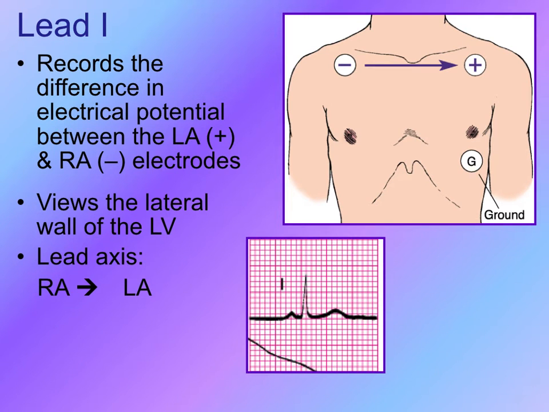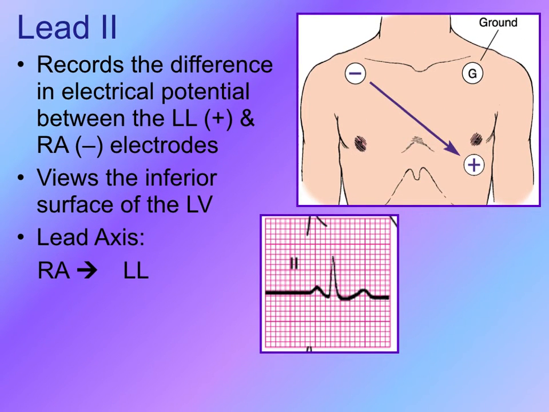So in lead 1, we're looking at the difference in electrical potential between the LA and the RA, so the left arm and the right arm. So it's going directly across the chest, flowing from negative to positive. So it views the lateral wall of the left ventricle, and the lead axis is RA to LA. Therefore, we're traveling toward the positive. We would have an upright deflection.